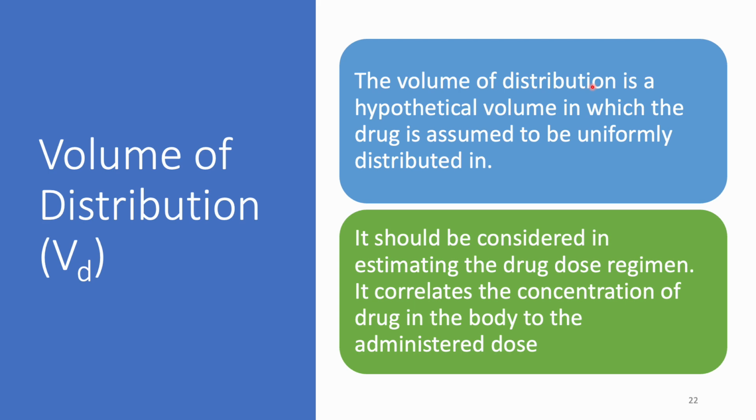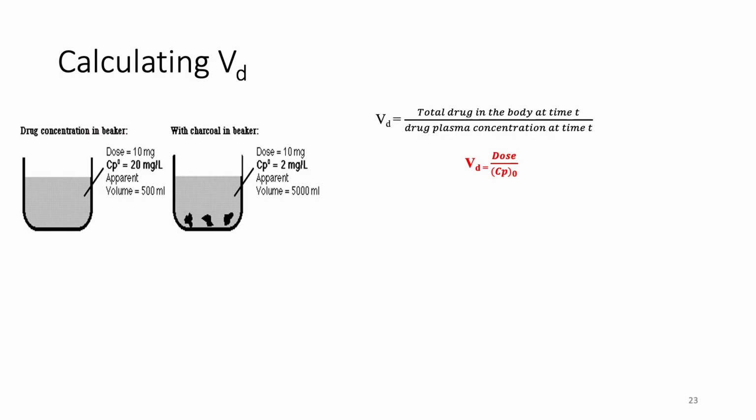Volume of distribution is an apparent volume, or a hypothetical volume, in which the drug is assumed to be uniformly distributed. This volume of distribution is important because it is considered in estimating the drug dosage regimen, and it relates the concentration of drug in the body to the administered dose.